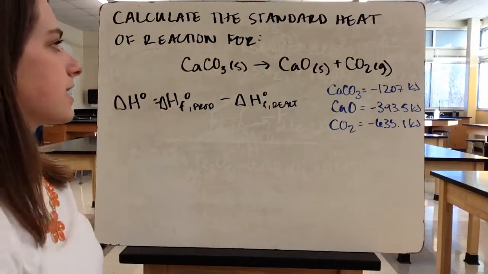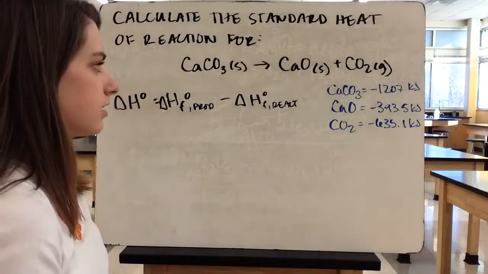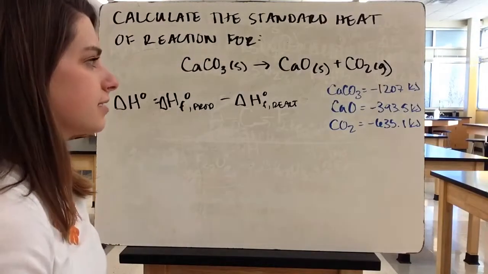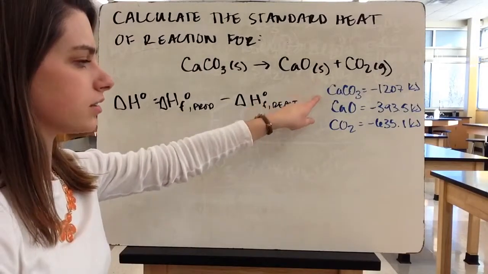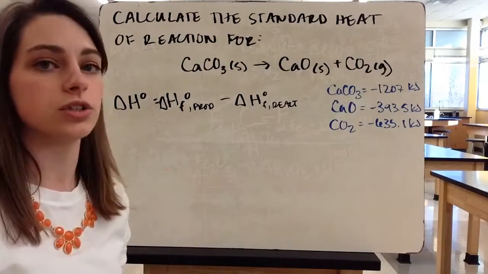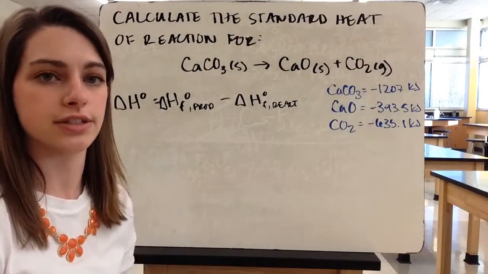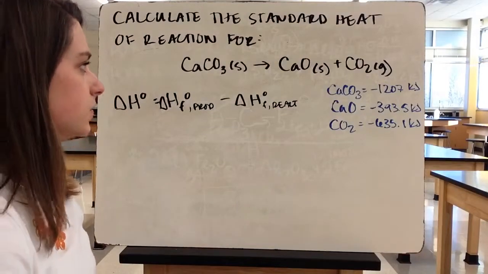So this example says calculate the standard heat of reaction for calcium carbonate solid decomposing into solid calcium oxide and carbon dioxide gas. So here are your standard heats of formation. And remember, here's your equation. I want you to try this one on your own, and then we're going to check your answer in a second. So let's walk through this one.